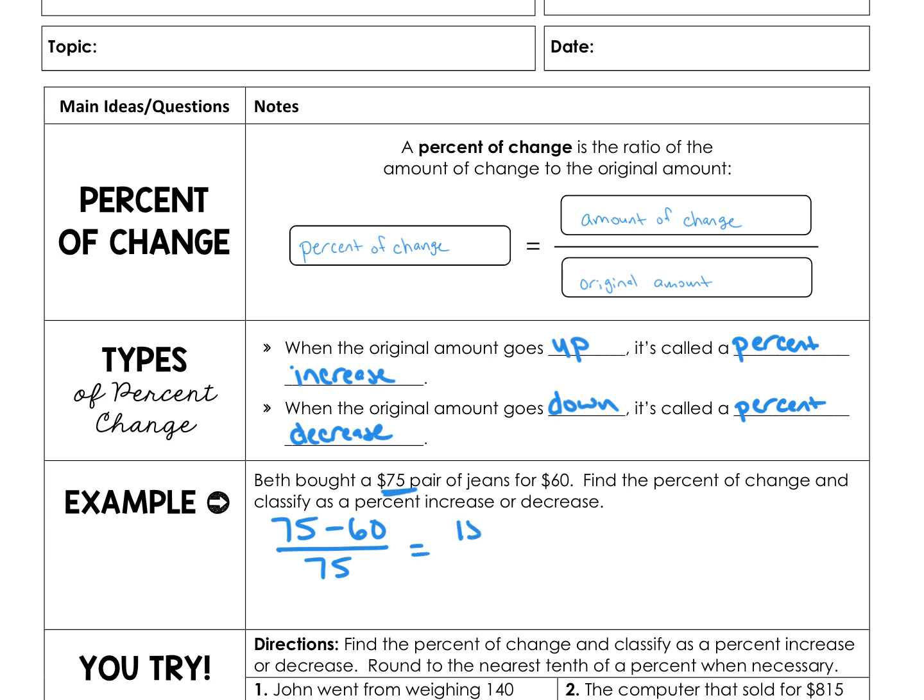So the change ended up being a total of $15 compared to 75, which ends up equaling 0.2 or 2/10, but that's our decimal. And remember, we're looking for the percent of change. So now we just have to make sure we change that to a percent. So in this case, it would be 20%. And because the price went down, it's a percent decrease. So she saved 20% on her jeans.